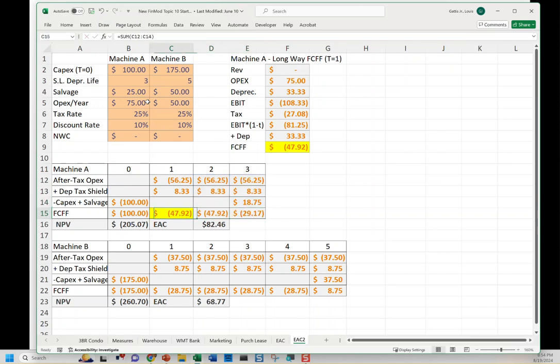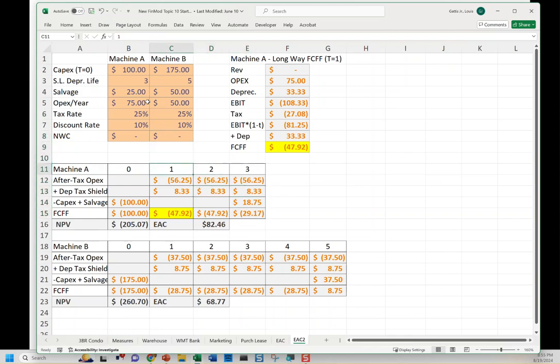Now notice this 47, I could have done it the long, painful way, by doing an income statement right here. Zero revenue, here's my OPEX, depreciation, EBIT, take out taxes, add back depreciation, get 47.92. But all I had to do is take after-tax EBIT, which is my OPEX, and then add back the depreciation tax shield. That's the benefit of the depreciation. So I just want to show you both ways to do this one.